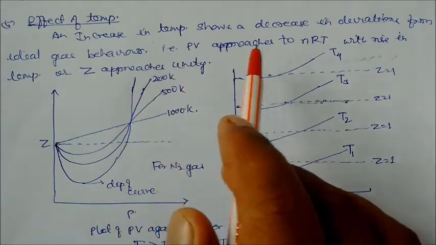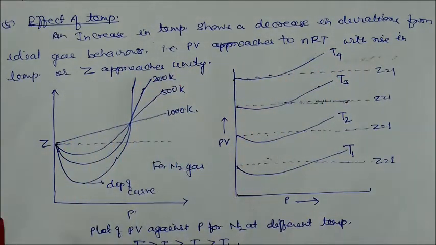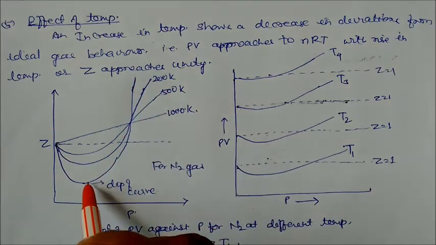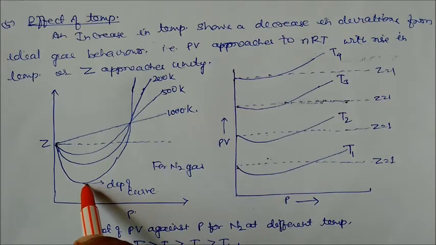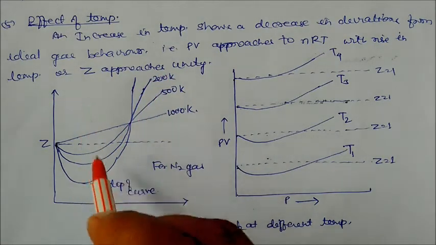That is, PV approaches nRT with rise in temperature, or Z approaches unity. Here I have taken the effective temperature for one gas, nitrogen. In nitrogen, this graph is plotted; you can see this is the tip of the curve. This temperature is somewhere lesser than 200 Kelvin. When you increase the temperature, Z will approach unity, it will go up.